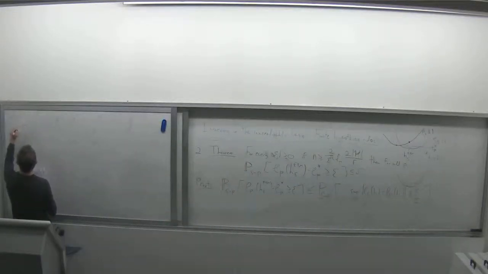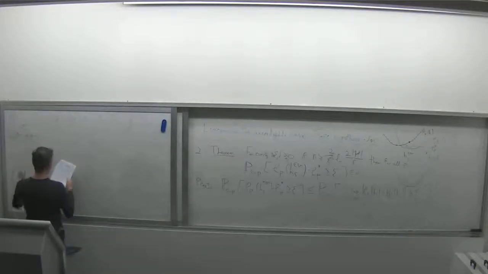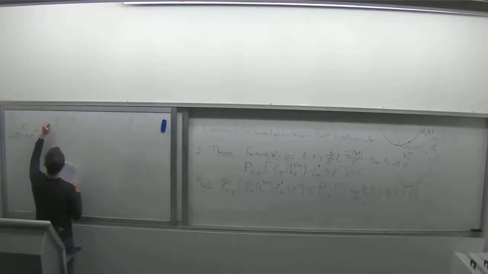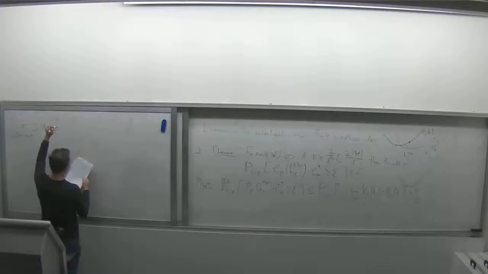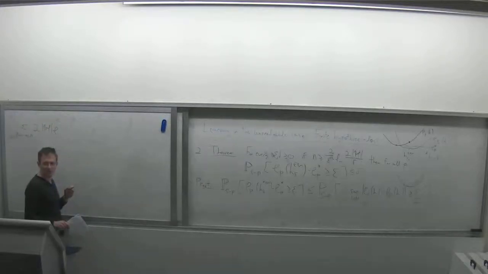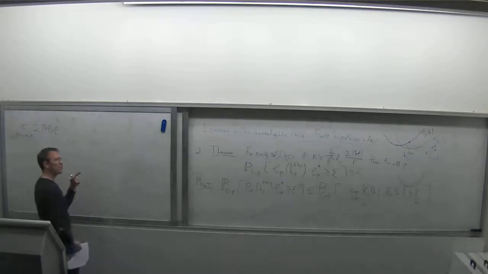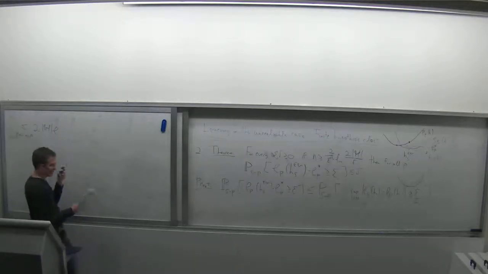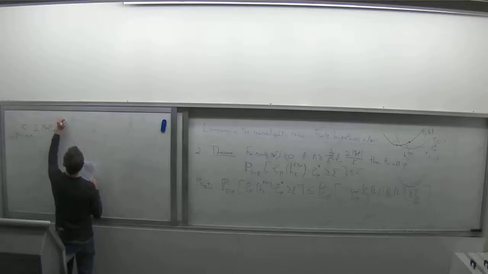So this is from the previous result. This will be 2h e. So there we had e minus n epsilon squared, right? But now our epsilon is epsilon over 2. So we have 2n epsilon squared over 4. So we get n epsilon squared over 2. Okay?